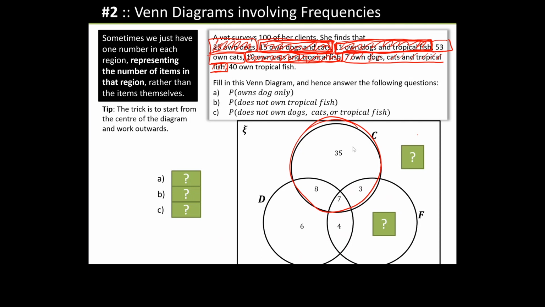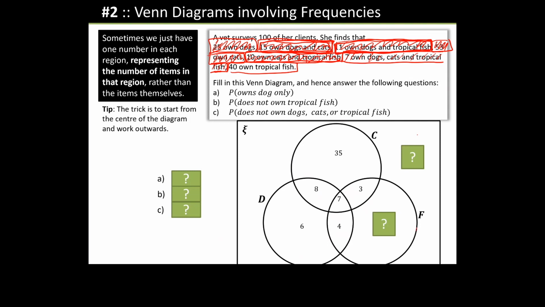So the total of everything inside here must add up to 53, which it does. And that's how we worked out 35. Let's shade that in. We've completed that. One more bit left here. 40 own tropical fish. Again, the word only is not mentioned.